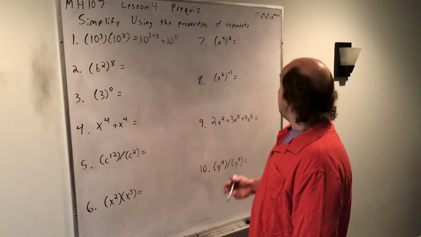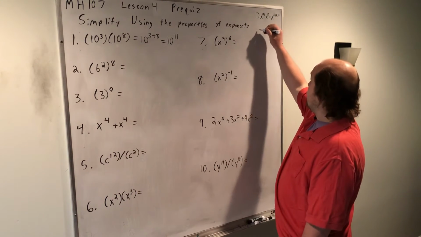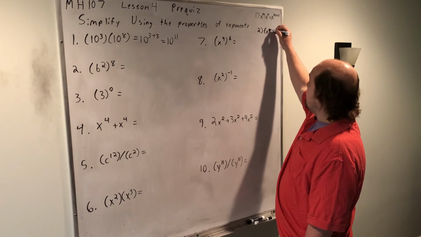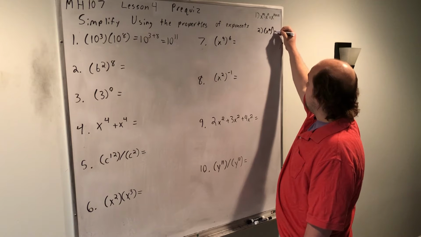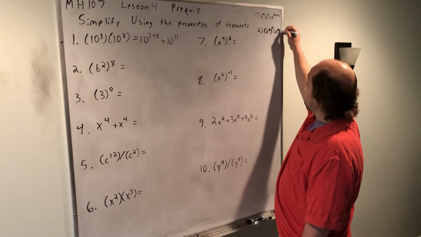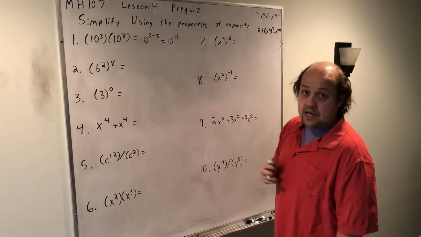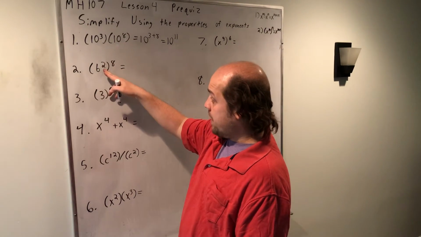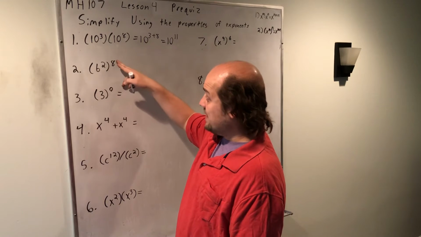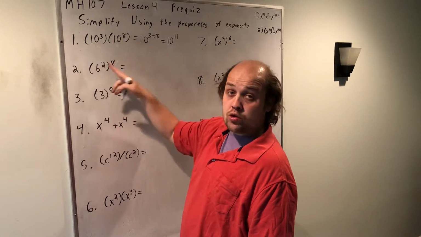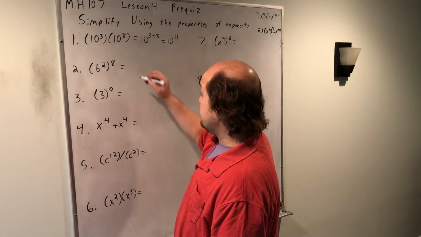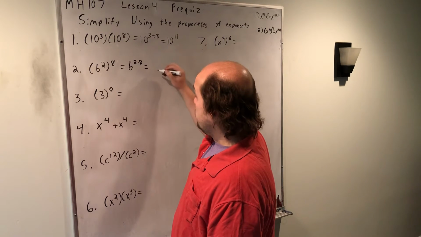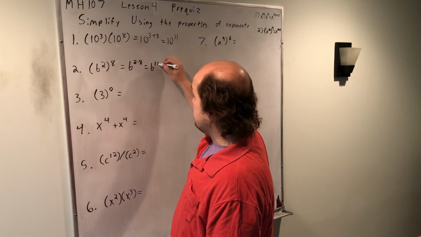For the second problem, we're using a different rule. That rule is the power to a power rule. So it says if we have x to the m power being taken to the n power, that gives us x to the mn as an answer. In other words, when you have a single base being taken to a power, all within parentheses being taken to another power, you multiply the two powers. So this becomes b to the 2 times 8, which equals b to the 16th.